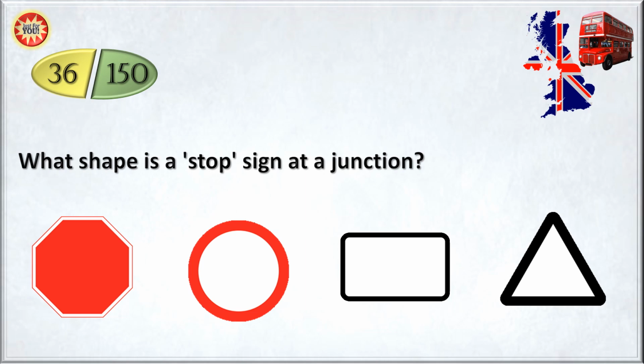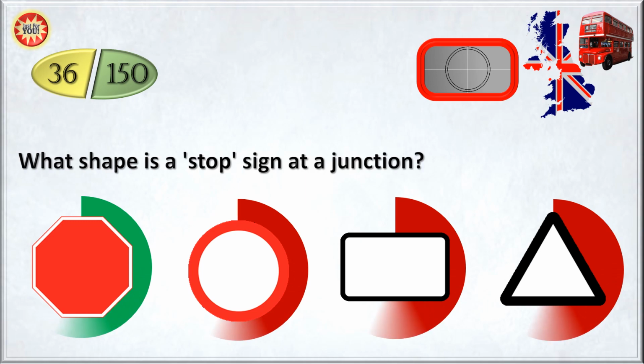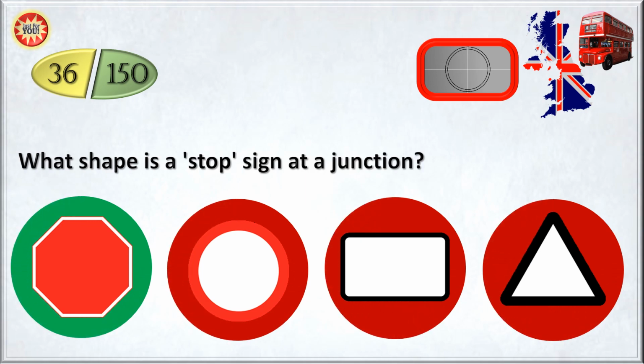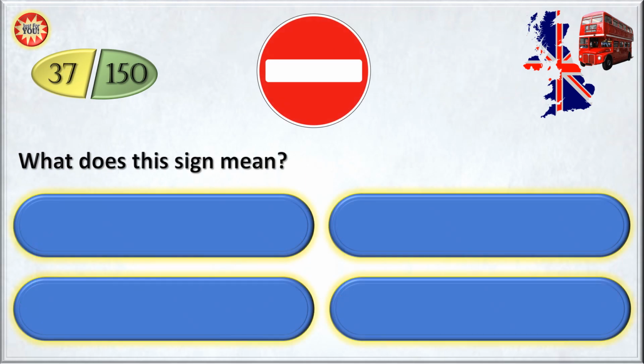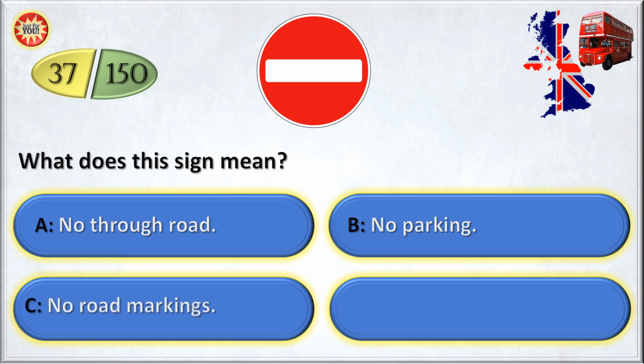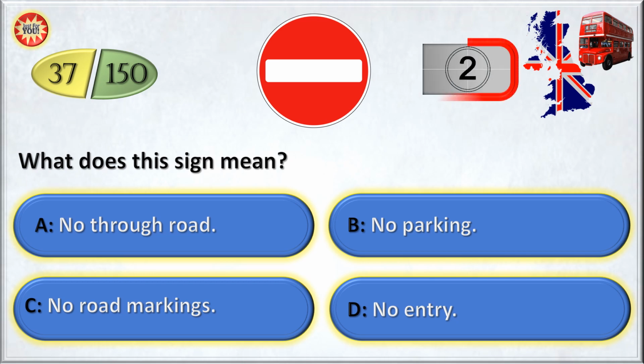What shape is a stop sign at a junction? What does this sign mean? No through road. No parking. No road markings. No entry.